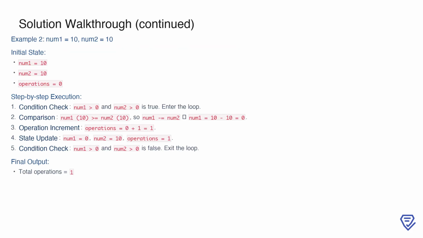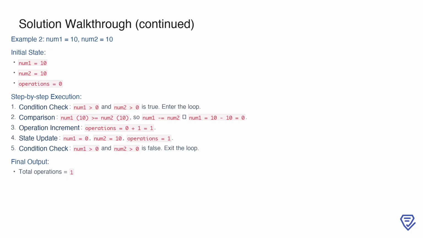Now, let's look at example 2, where both number 1 and number 2 are initialized to 10. The operations counter starts at 0. As we begin, we check if both numbers are greater than 0. Since they are, we proceed. Here, number 1 is equal to number 2, and since number 1 is greater than or equal to number 2, we subtract number 2 from number 1, resulting in number 1 becoming 0.